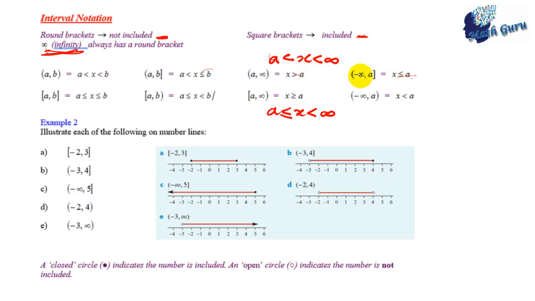X is less than A. That means everything down to negative infinity, and it includes A. You could also say negative infinity is less than X, which is less than or equal to A. And we could also say here, negative infinity to A, that's negative infinity is less than X, which is less than A. Notice there's no equal to because it's not a square bracket.